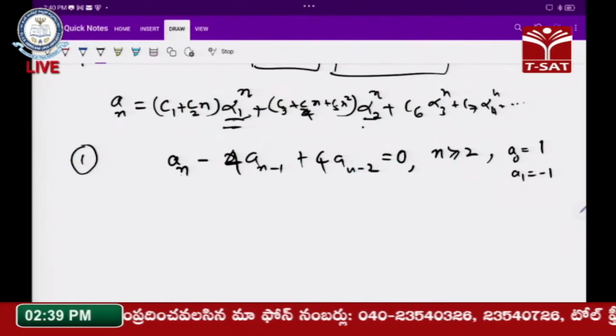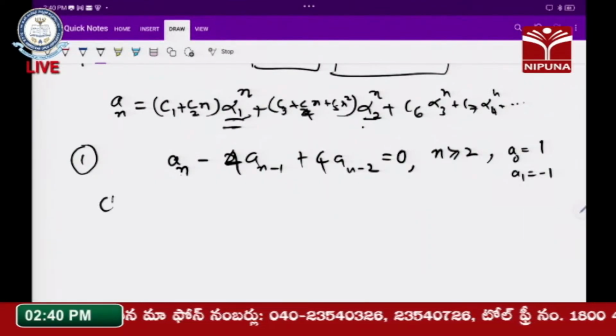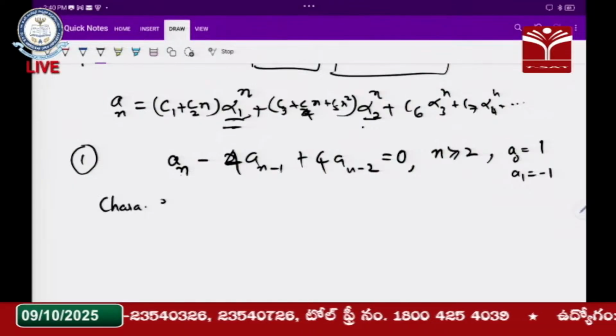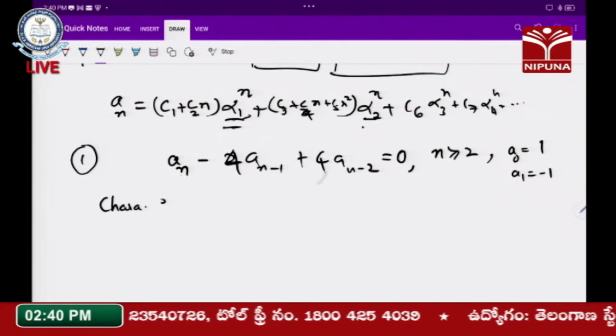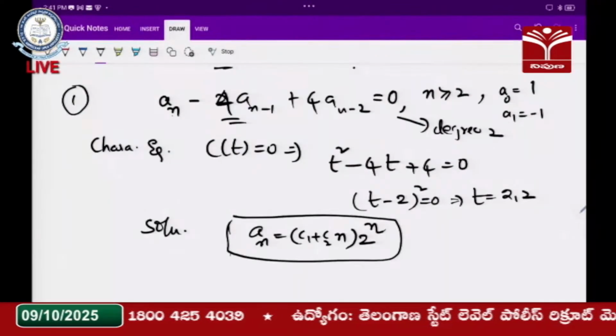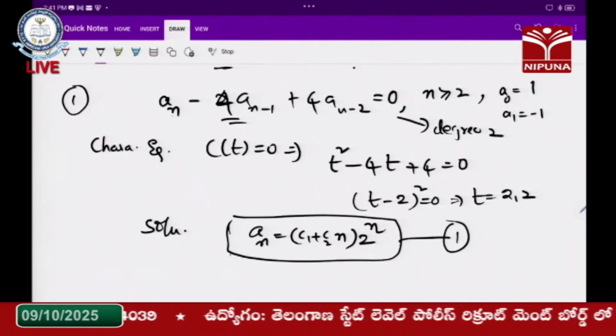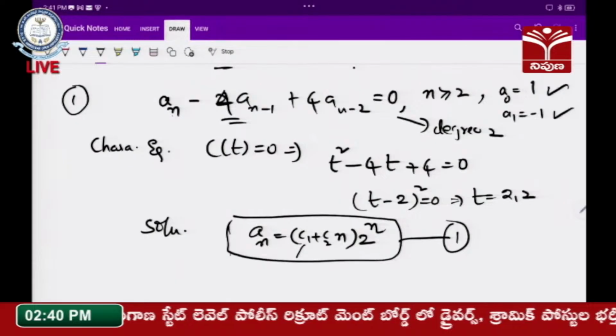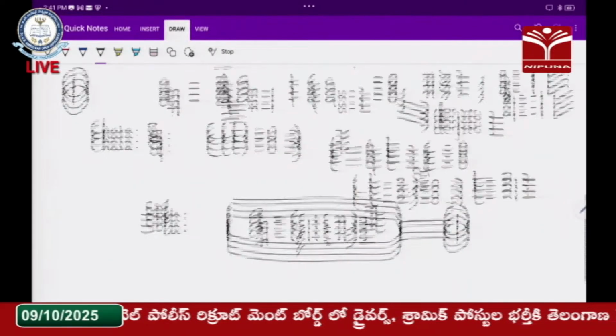Right. So, this is my recurrence relation. What is the characteristic equation of this? This is the solution. Now, if I take this, how many constants are there? C1 and C2, two constants are there and two conditions are given here, isn't it, right?